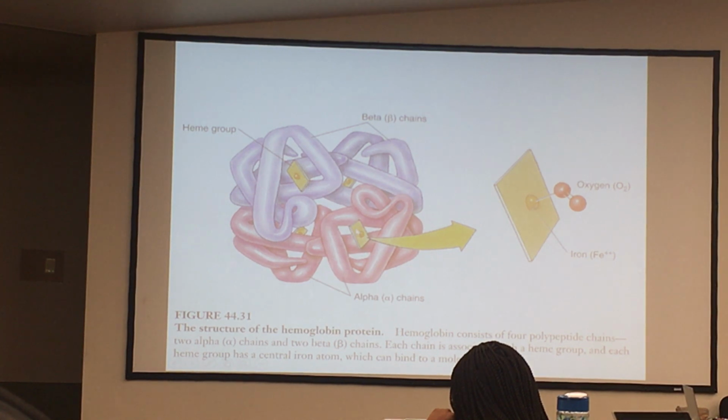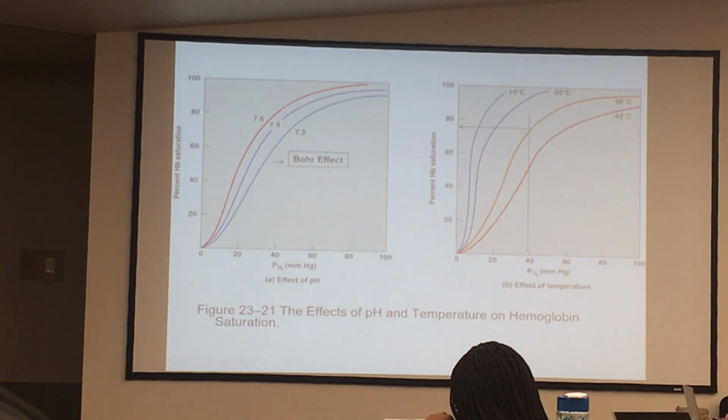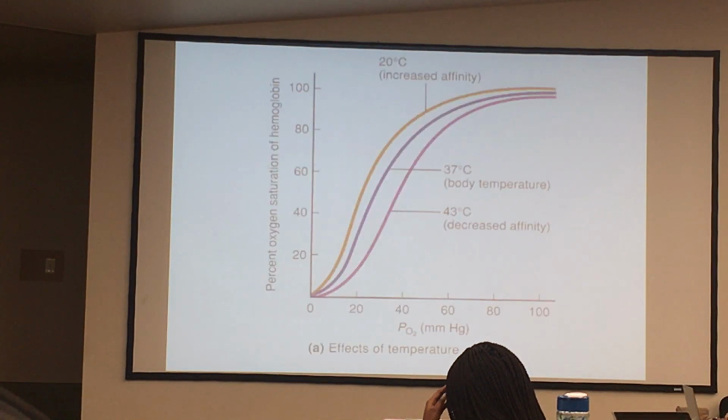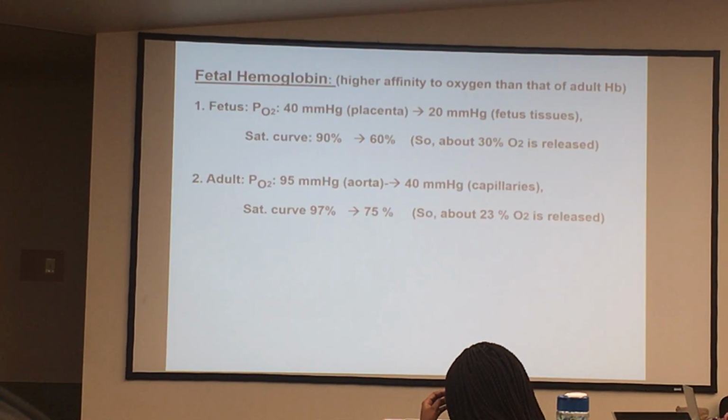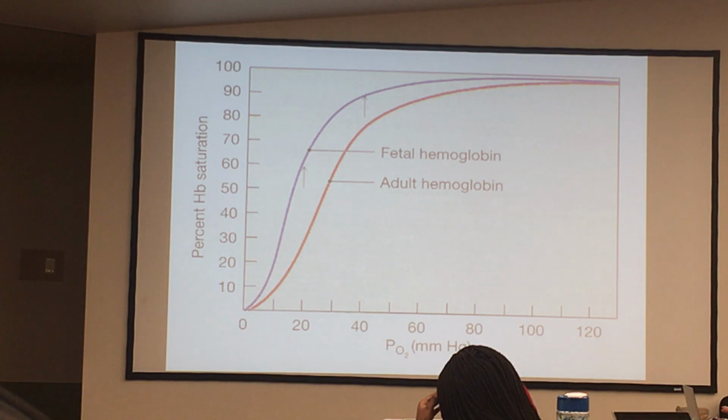And here is just to show you the hemoglobin structure: the heme group, with 2 alpha and 2 beta units, and iron ion binding with oxygen. Alright, now how about the fetus? The fetus gets blood from the mother through the placenta, which is already low. That oxygen is not 100 millimeters of mercury when you get it from the umbilical vein. Here we compare adult hemoglobin and fetal hemoglobin.